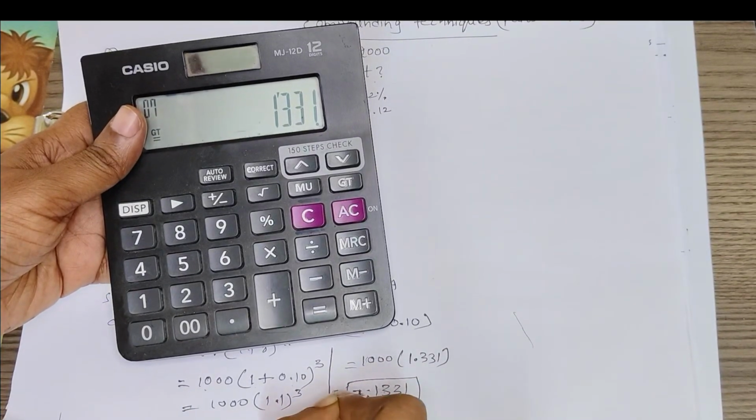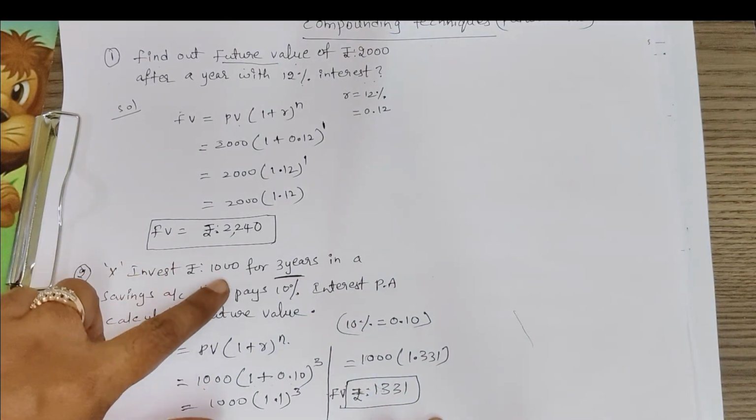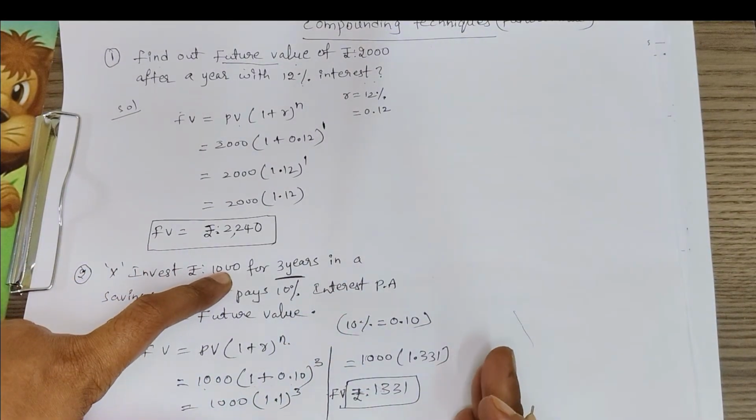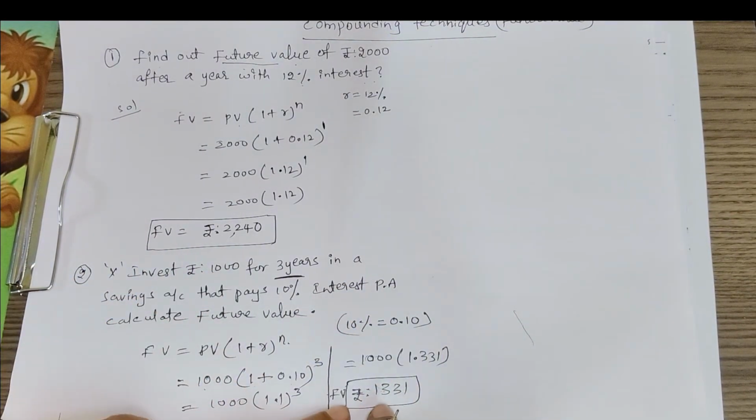So what is this? Future value. If you invest 1000 rupees, after 3 years, with 10% interest, you will receive 1331 rupees. Clear?